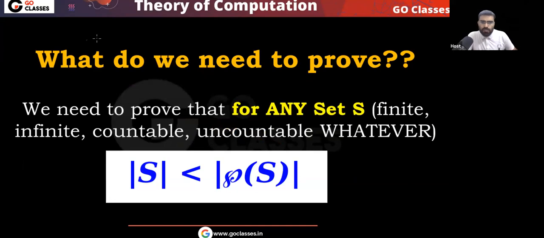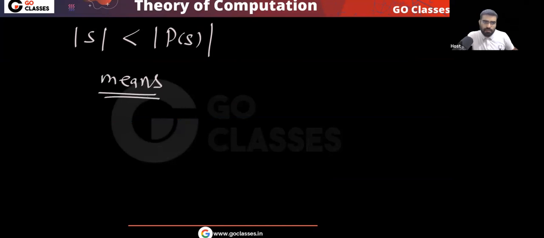First, understand what you need to prove. You need to prove that for any set S, whatever set you take, finite, infinite, countable, uncountable, the cardinality of S is strictly less than the cardinality of P(S). And what does this mean? When you write it like this, what does it mean? This means there is an injection from S to P(S).